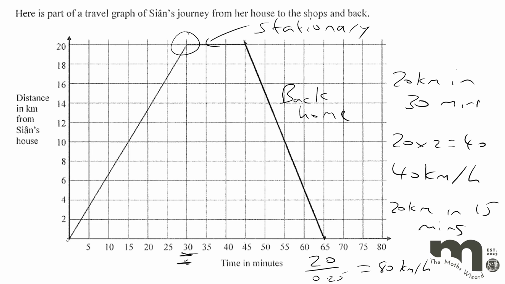So sometimes they ask you to do that. They might ask you to compare different parts of the journey. And the key thing is if the line's steeper, as it is on this part of the journey, that means the speed is faster, essentially. If the line's not as steep, it's a little bit slower.